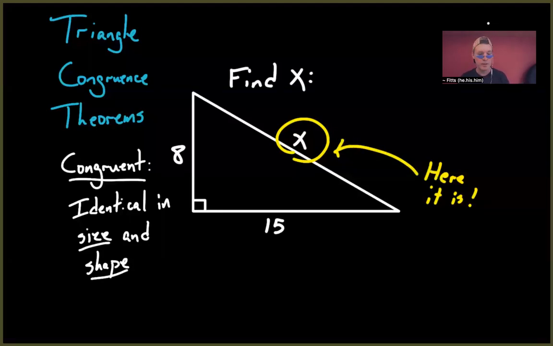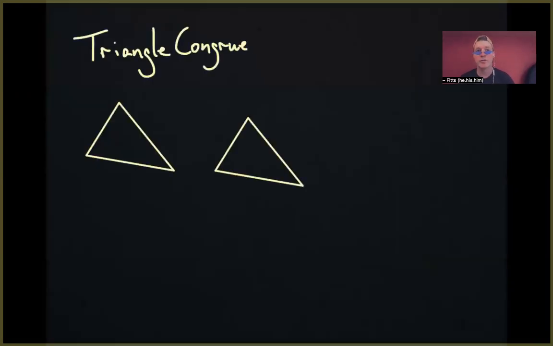Yeah, anyway. So, triangle congruence theorems, that's what we're gonna study today. And first of all, we need to know the definition of congruent. So please write this down on your notes. Congruent means identical in size and shape. So we looked at this already in class, right? Because we looked at geometric transformations.